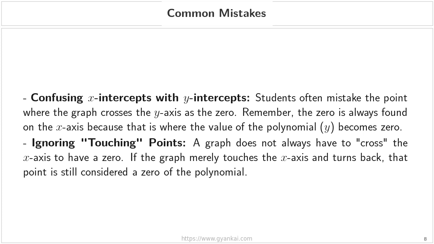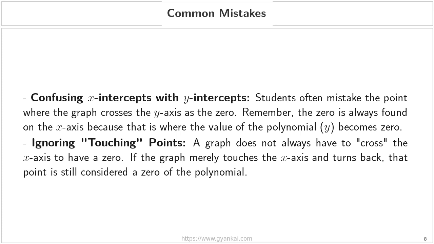Second, please be careful not to ignore touching points. When we look at a graph, we often expect the line to pass straight through the x-axis, like the diver hitting the water in our analogy. But a polynomial doesn't always have to cross from one side to the other. Sometimes, the graph might descend, just graze or touch the x-axis, and then immediately turn back upward. Even in this case, because the y value at that exact moment is 0, that point is still officially a 0 of the polynomial. Don't let a bounce off the axis trick you into thinking there isn't a solution there.